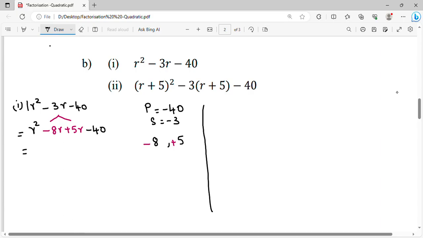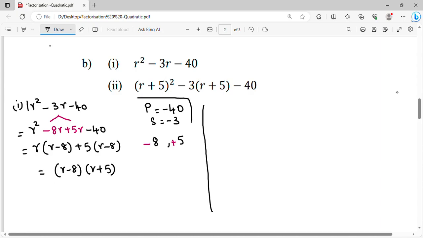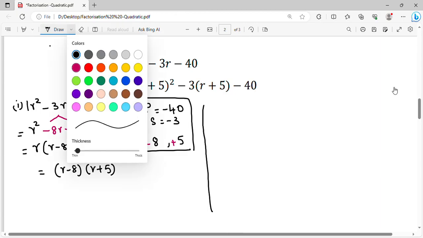Now what you do is take out the r. So I have r bracket r minus 8 plus 5 into r minus 8. So by group factorization, I have factorized. So in quadratic factorization, students, remember that this is your main first step. Once you get this part of splitting, you can easily factorize. Alright, now let's look at this strategy.